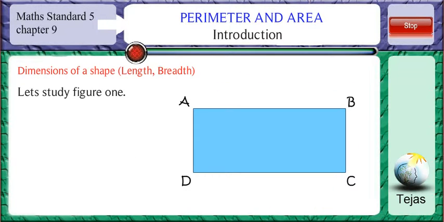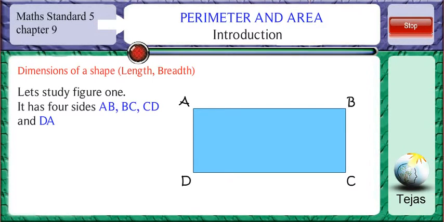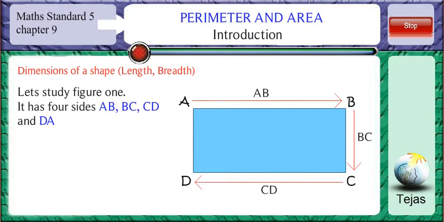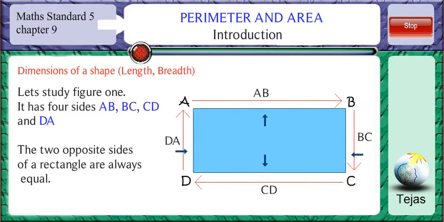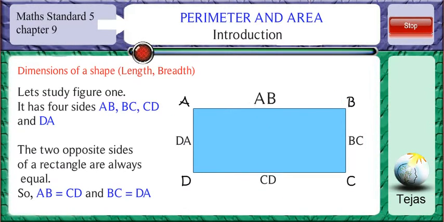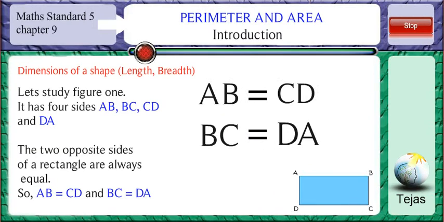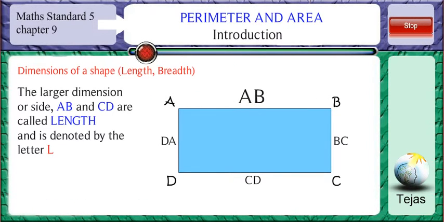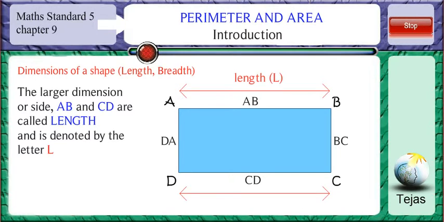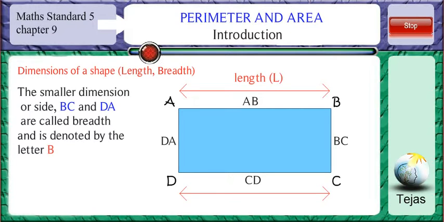Let's study figure 1. You can see that it is a rectangle. It has four sides: AB, BC, CD and DA. The two opposite sides of a rectangle are always equal. So, AB is equal to CD and BC is equal to DA. The larger dimension or side, AB and CD, are called length and is denoted by the letter L. The smaller dimension or side, BC and DA, are called breadth and is denoted by the letter B.